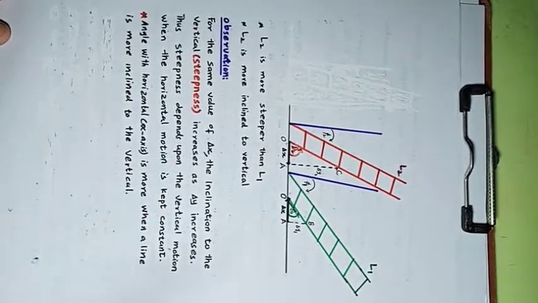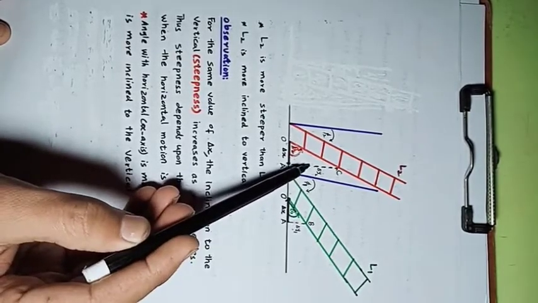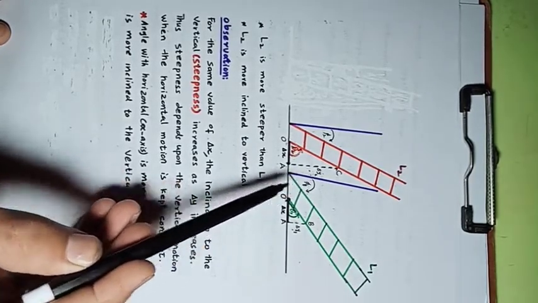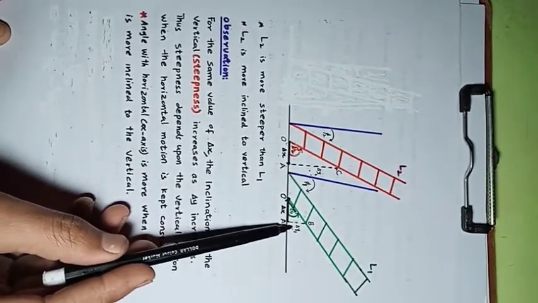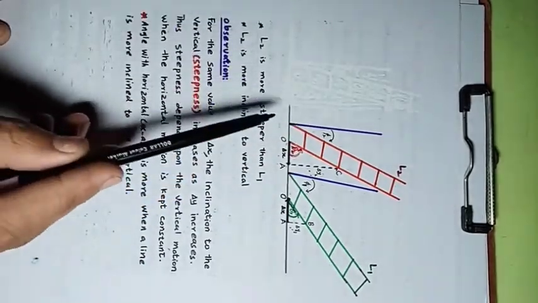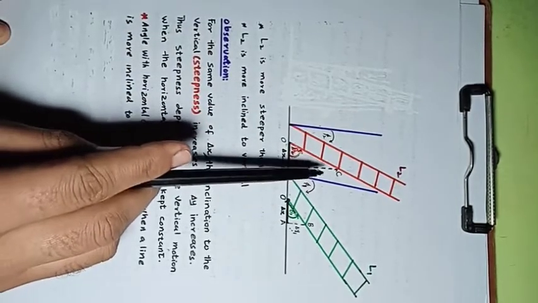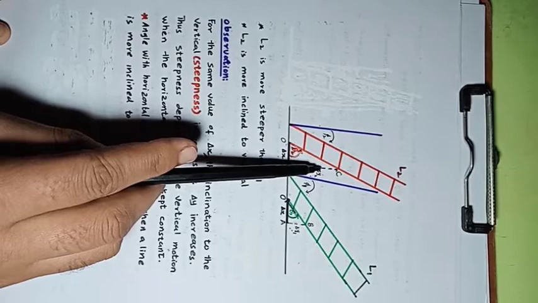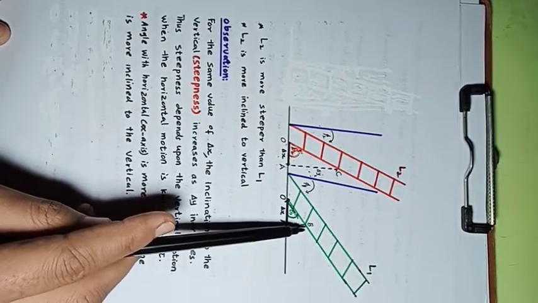We observe from the figure that in case of the ladder L1 the vertical distance is delta y1 and in case of the ladder L2 the vertical distance is delta y2. Dear students, delta y2 is greater than delta y1 as ladder L2 is more inclined to the vertical than ladder L1. So we observe that if a ladder is more inclined to the vertical, the vertical distance covered by the point is more than the vertical distance of the ladder which is lesser inclined to the vertical.